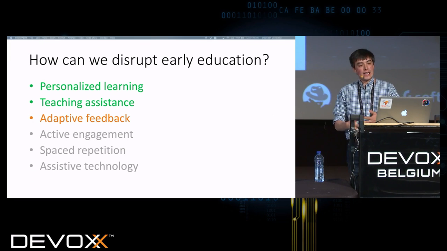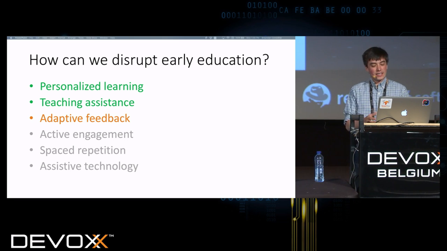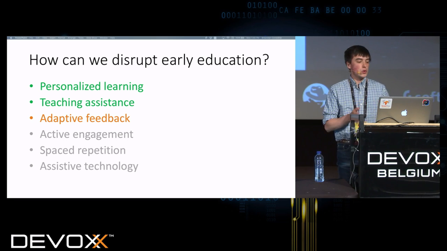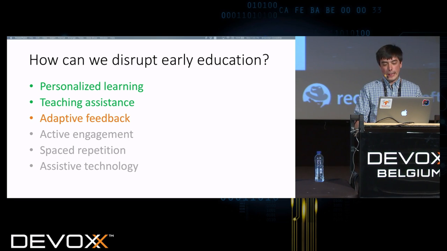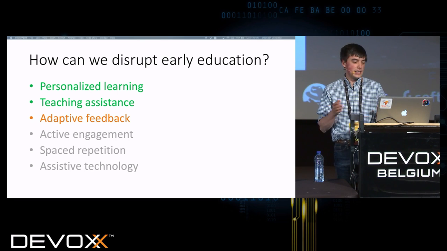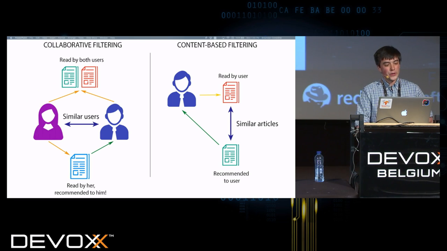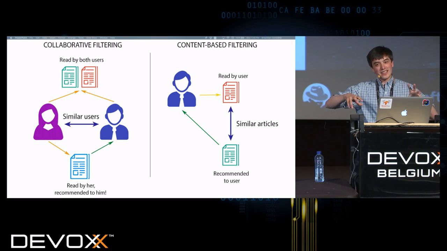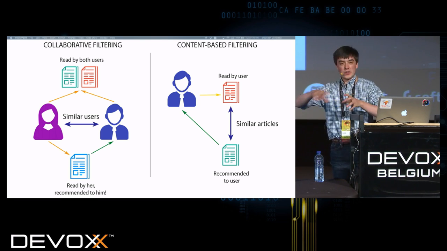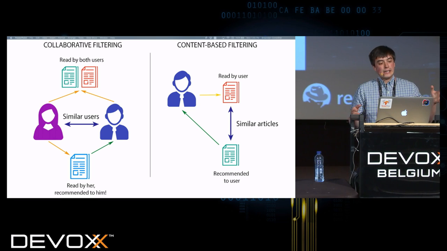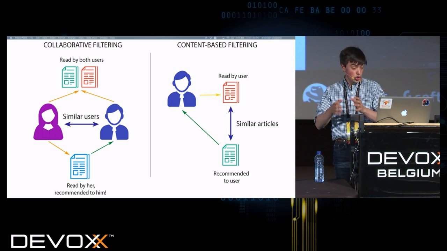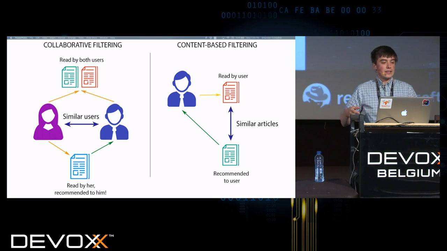So the idea that you can adapt feedback to an individual learner, I think, is crucial. And this is an idea that's borrowed from ad tech. In advertising, you have some content that's interesting to a similar set of users. You can filter that content and show it to similar users. And this is called collaborative filtering.